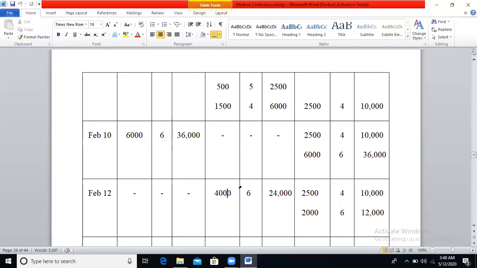So 4,000 into, what's the rate of the 6,000 units? 6 rupees. So 4,000 into 6, you will get 24,000. So out of 6,000, if you issued 4,000, you are having only the balance of 2,000 units at rupees 6, that is 12,000. And the previous purchased units, the remaining quantity will still be there: 2,500 units at rupees 4, 10,000.